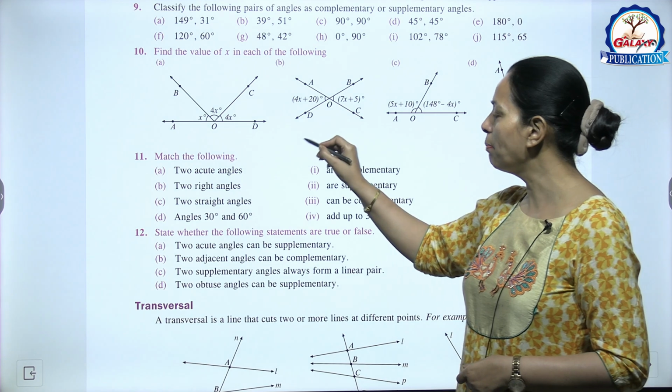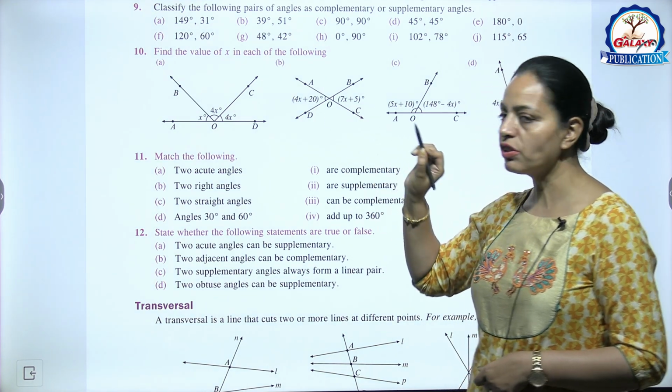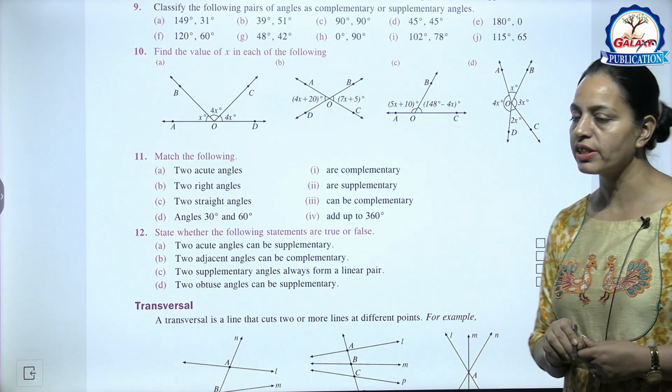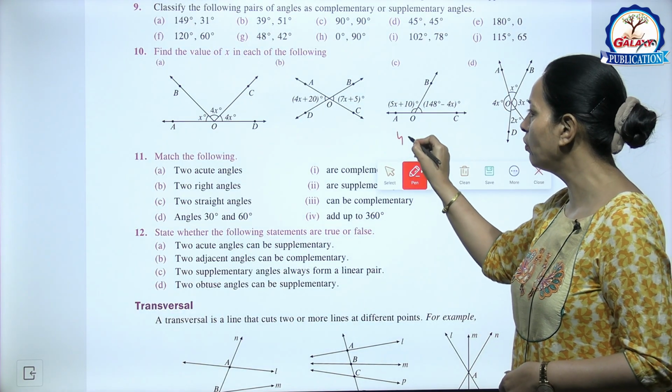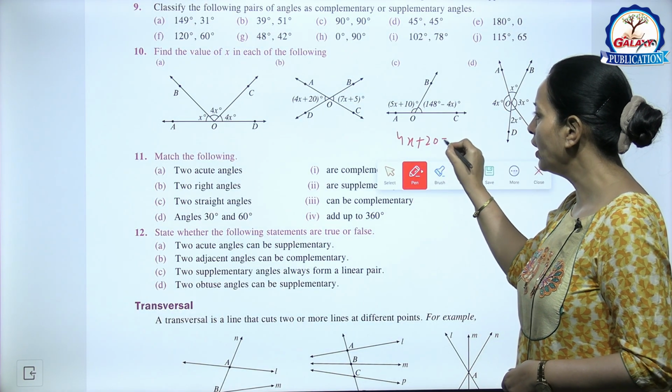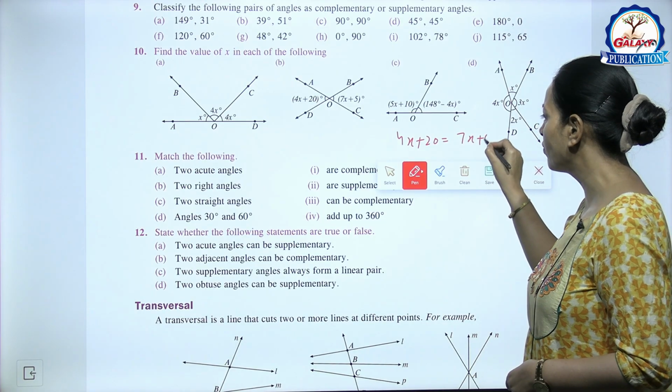Like here, this B part. These two angles are which type? These are vertically opposite angles. तो आप क्या करेंगे? You know vertically opposite angles are equal. So 4x plus 20 equals 7x plus 5.